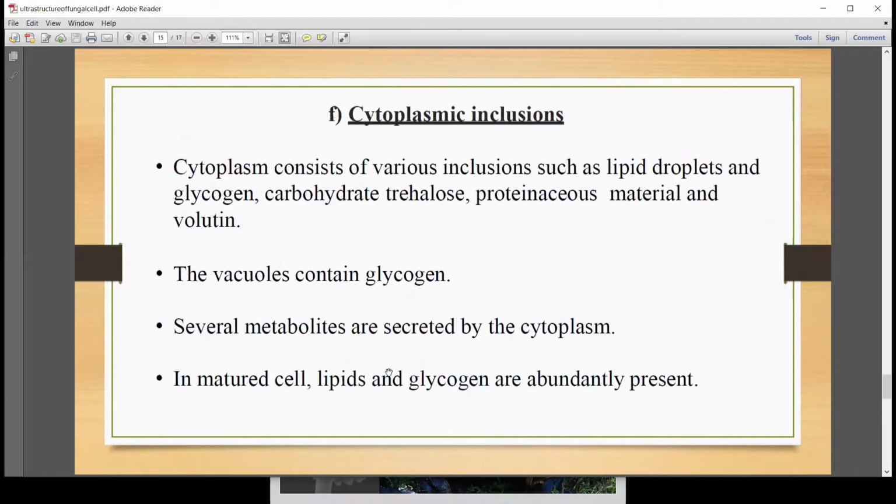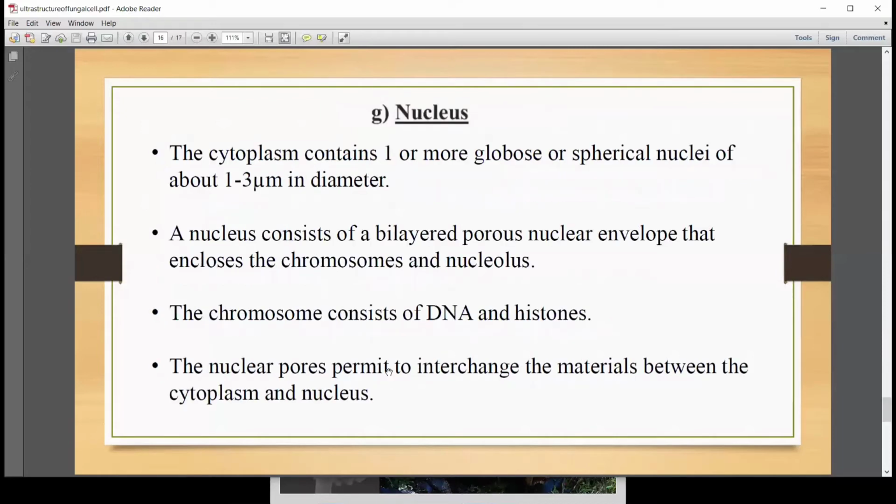Cytoplasmic inclusions. Cytoplasm consists of various inclusions such as lipid droplets and glycogen, carbohydrate, trehalose, proteinous material, and vacuolin. The vacuoles contain glycogen. Several metabolites are secreted by cytoplasm. In a mature cell, lipid and glycogen are abundantly present.